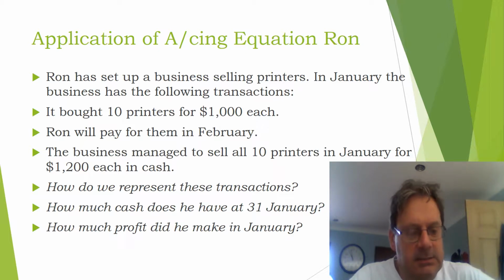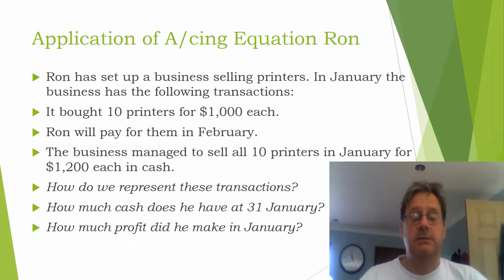So it says Ron's business, remember the business entity concept, so we're talking in terms of the business. The business has purchased, or Ron has purchased, 10 printers, and they've cost $1,000 each. It tells you that he's been given a month's credit. This is normal for trade purchases. So Ron's been given a month's credit, and he's going to pay for them in February. So he's got a liability of $10,000 there. It says that the business has managed to sell all 10 printers in January for $1,200 each in cash.